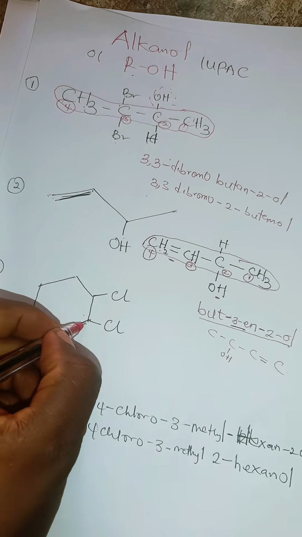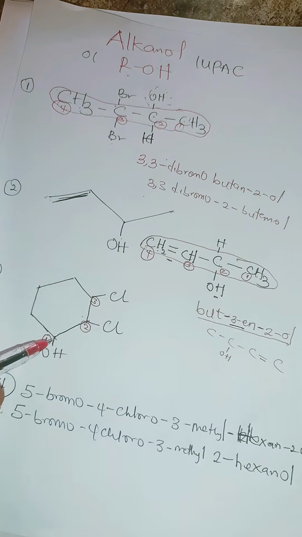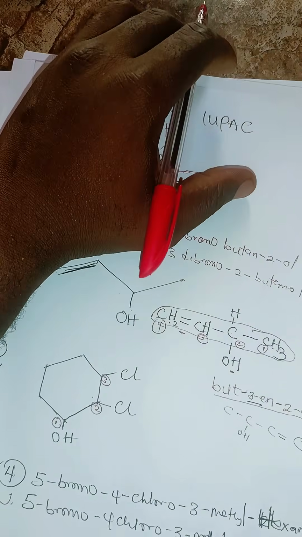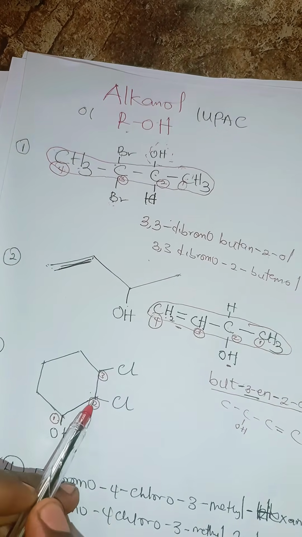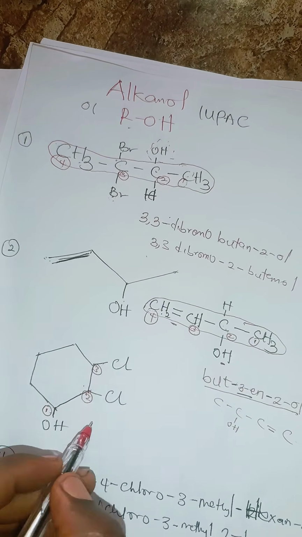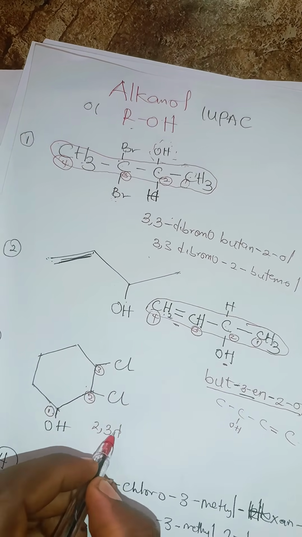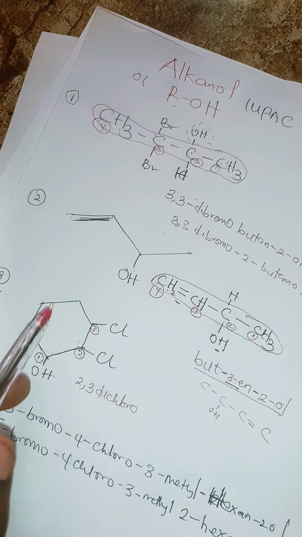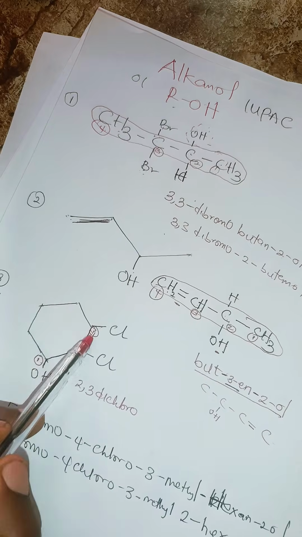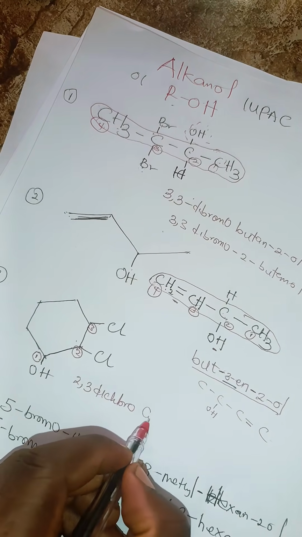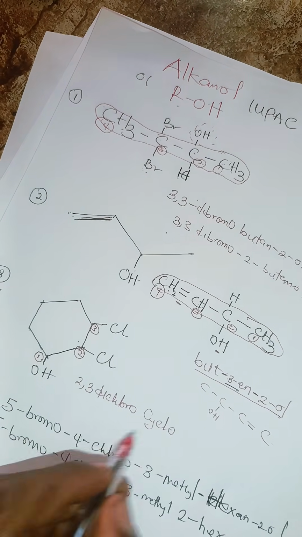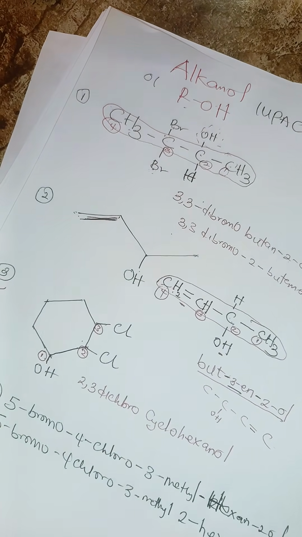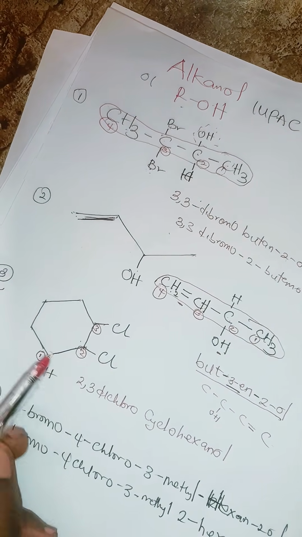If I go 1, this space will be 2 and this space will be 3, instead of going 1, 2, 3, 4, which makes the space 5. I want to give them the smallest possible number. So I have to go anti-clockwise: 1, 2, 3. So 2, 3 dichloro. How many carbon is this? Right, that's 6. That's cyclohexanol. Hexan-1-ol or hexanol, because our OH is in position number 1.